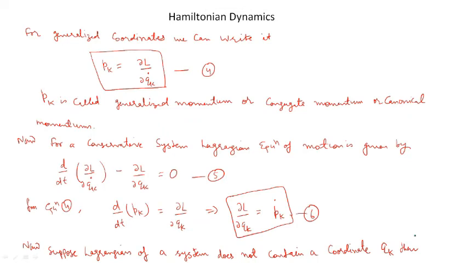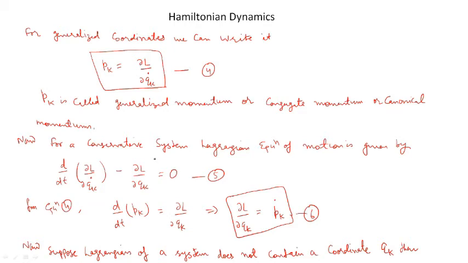In more general form, for generalized coordinates, we can write the generalized momentum as pk is equal to del L over del qk dot. This is when we replace the Cartesian coordinates with the generalized coordinates. So here pk is called the generalized momentum or conjugate momentum or canonical momentum.